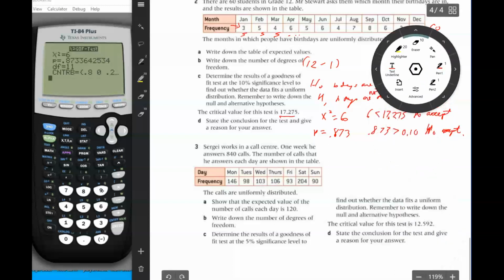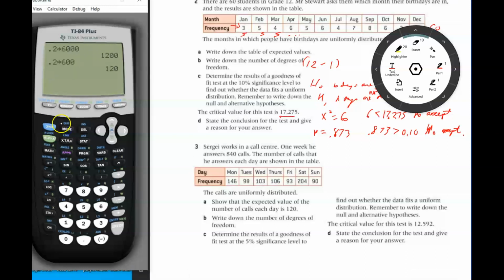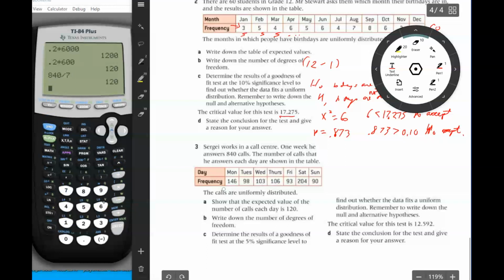So Sergey works in a call center. One week he answers 840 calls. The number of calls that he answers each day are shown in the table. The calls are uniformly distributed. So 840 calls, to find the expected frequency, we would expect the 840 calls to be distributed evenly throughout the 7 days of the week. So 120 calls per day. So all the expected frequencies would be 120. So how do we show that it's 120? We would take 840 and divide by 7. That would give us 120.